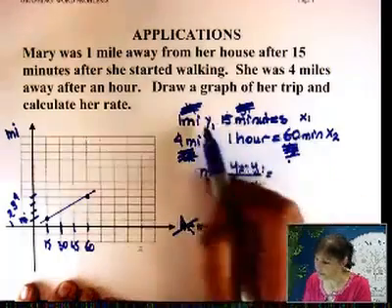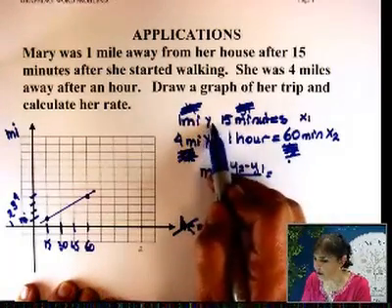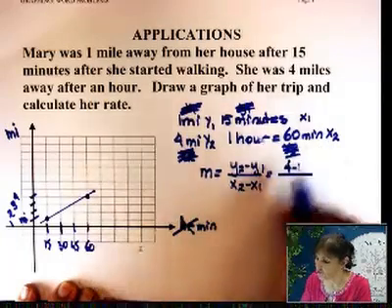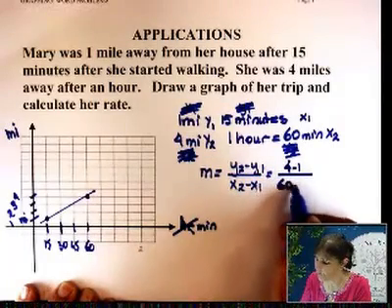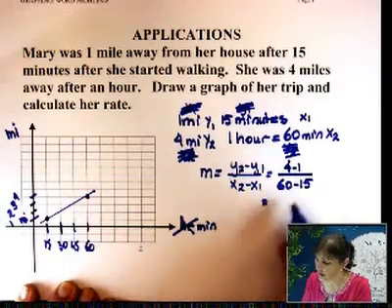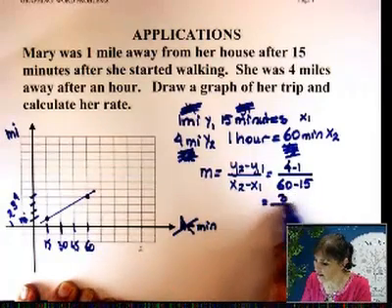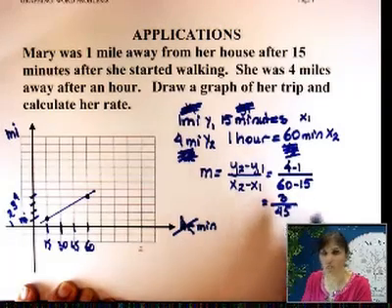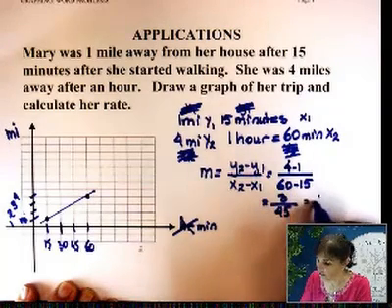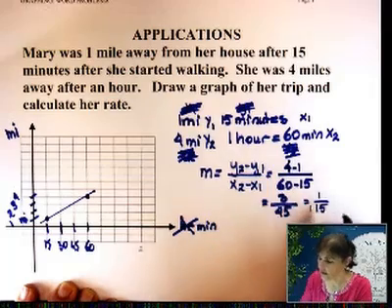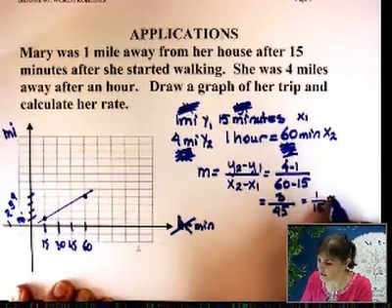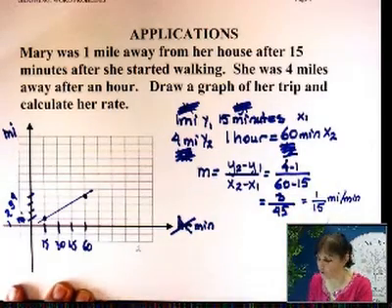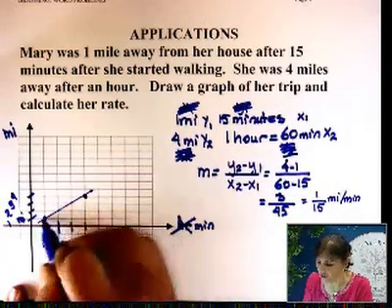So let's put this one, y2 minus y1, 4 minus 1, over x2 minus x1, 60 minus 15. So that one is going to give me 3, and this one is going to give me 45. It's 3 over 45, which is 1 over 15. I divided miles per minute, and that is actually my slope. And you go rise over run.